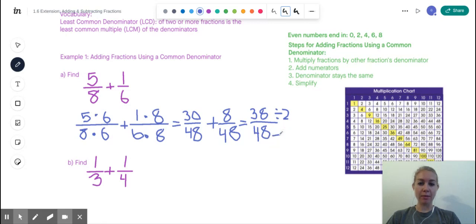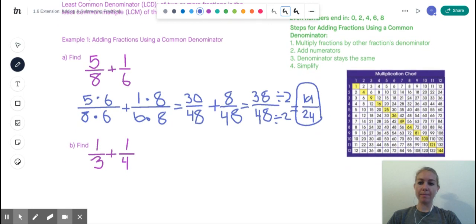To simplify, we have to divide the numerator and the denominator by the same number. We couldn't divide one of them by 2 and another one by 3. It doesn't work like that. You have to pick the same number. I know 38 divided by 2 is 19. And I know that 48 divided by 2 is 24. Does 19 and 24 have any common factors? Remember, that's how we pick what we can simplify by, and they don't. So 19/24 is our answer.